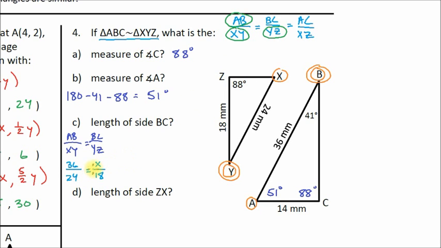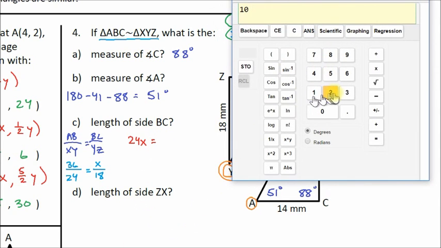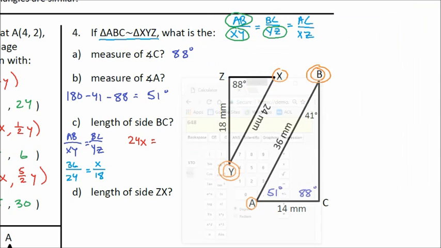We've got x times 24, so you've got 24x is equal to 36 times 18. I'm just going to go ahead and multiply that out. 36 times 18, and that's equal to 648.